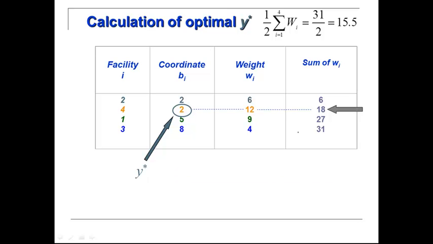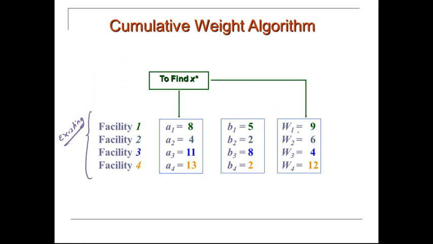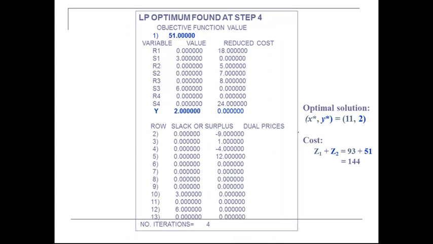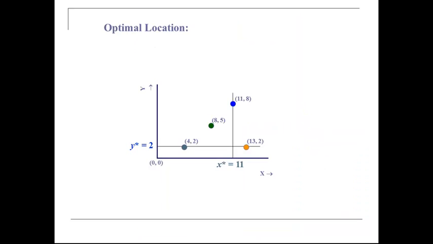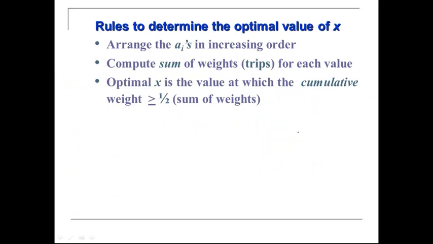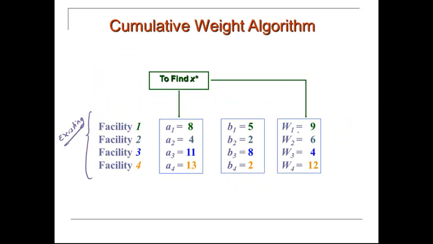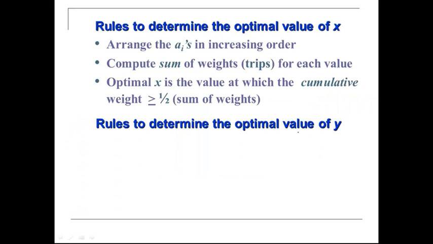If we go back to our optimal solution here, that was the same solution that we got using the software. So as you can see, these algorithms could be really, really good. They will allow you to find a solution easily, and you'll get the same solution, which is the optimal solution for most of the cases. So this is called, again, the cumulative weight algorithm. And that's how it works.